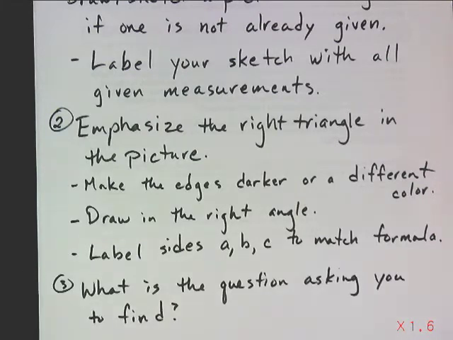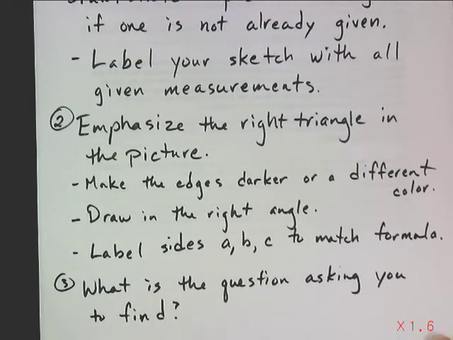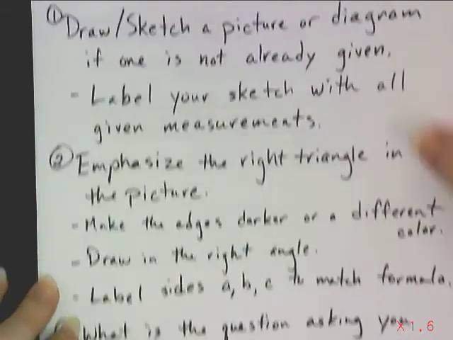Lastly, stop to think about what is the question asking you to find. Because while you may need the Pythagorean theorem in order to find a missing side length of a triangle, that may not actually be the answer to the question. That may be part of a process, and then you take that answer and use it to do further problem solving to get to the answer. All right, so let's take a look at an example.